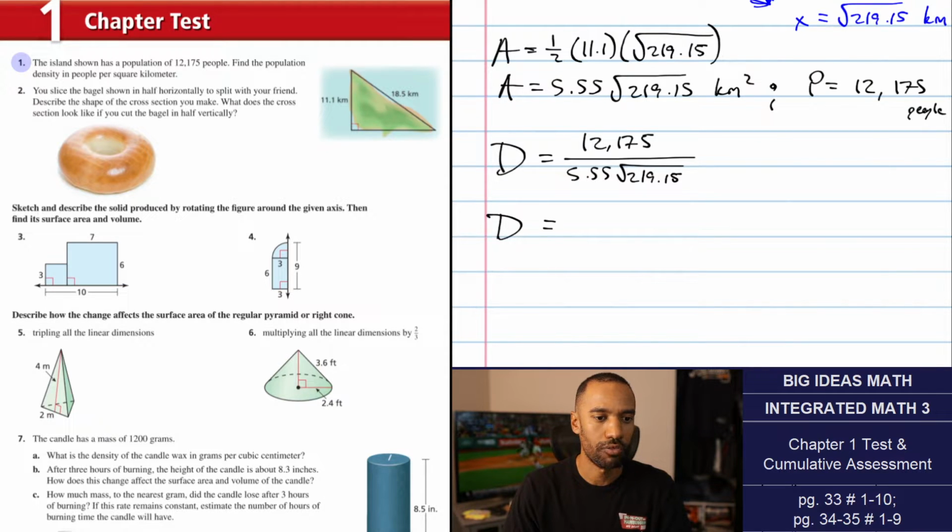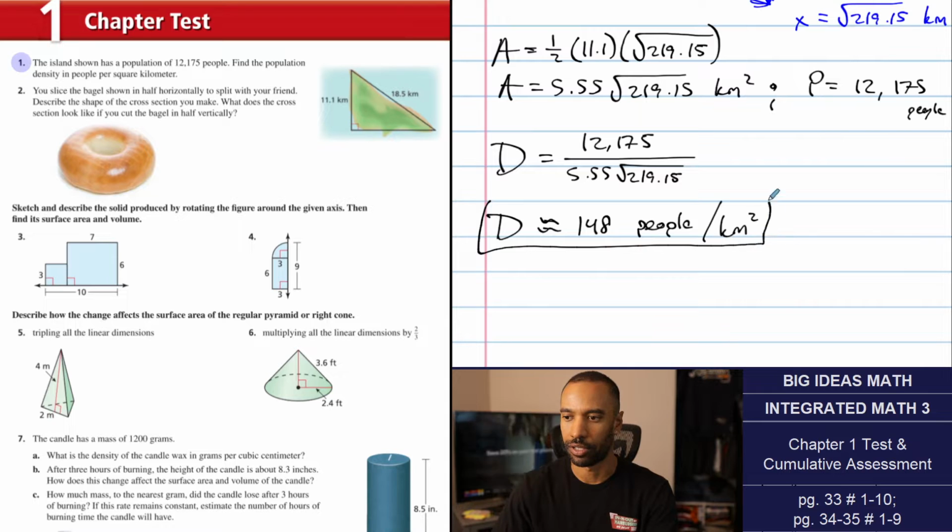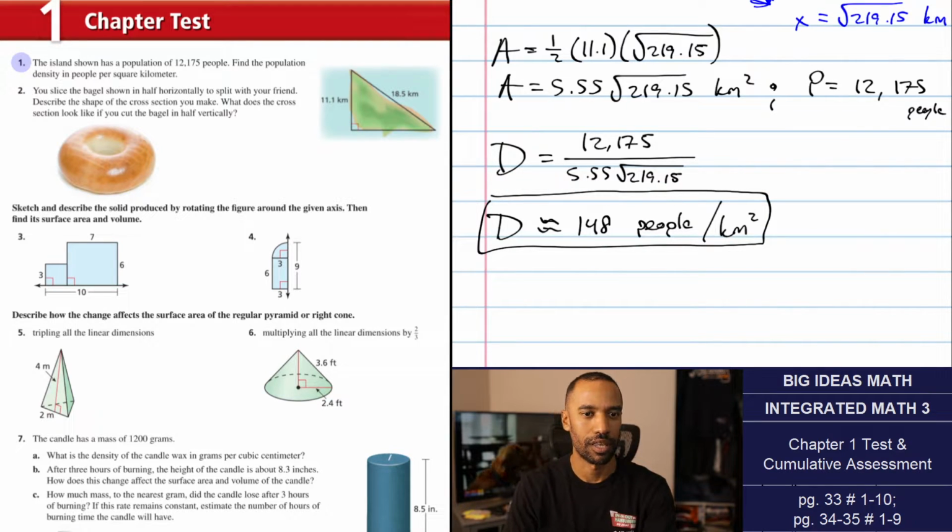So we'll do 12,175 divided by, I'm using my calculator here, you can check it out, 5.55 root 219.15. So a lot in the cards here. And we're getting 148.18. Now, I'm going to round to the nearest person per square kilometer. So I'll say 148 people per square kilometer on this island. I don't know if that's a lot or a little. It is an island. Say hi to your neighbor. Love thy neighbor. And we're all good. That's number 1. Number 2.